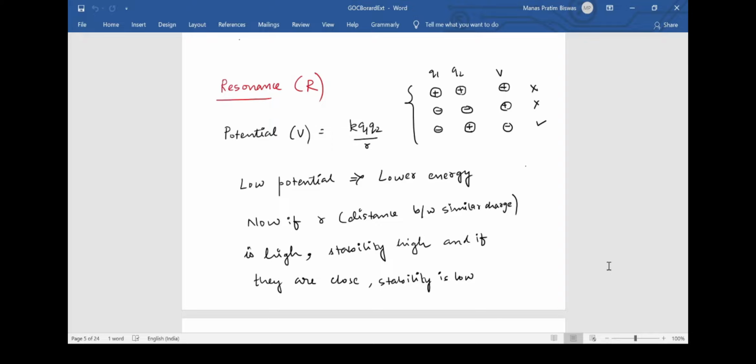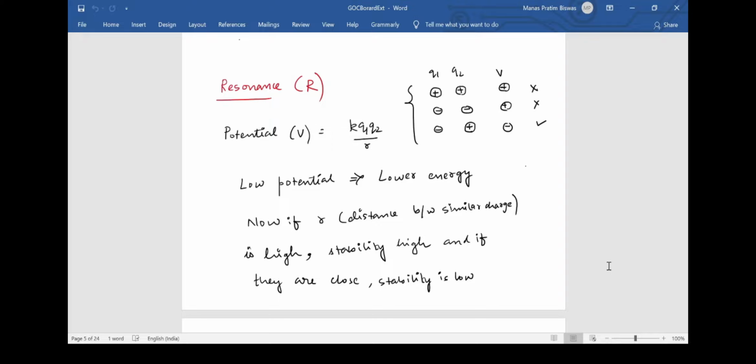We know that if potential is high, that implies that the stability is low. So what we can say is that if two plus charges are at proximity, near to each other, then it leads to instability. But if two plus charges are far away from each other, it also leads to instability, but the instability is lower in nature. That means it is unstable but less unstable.